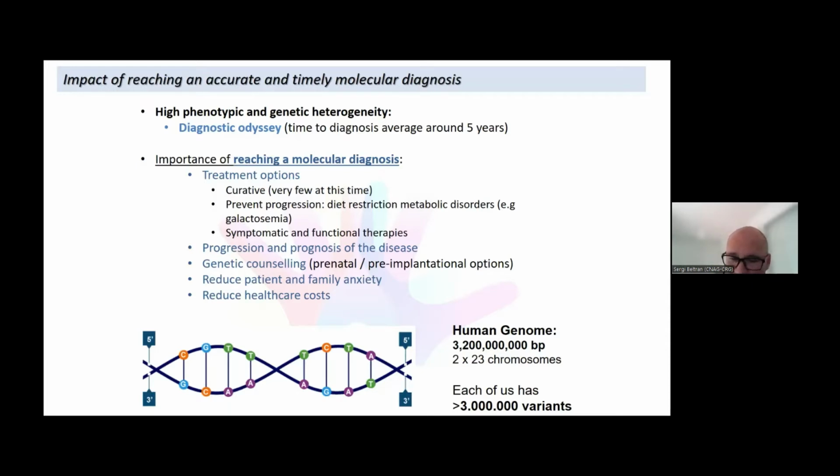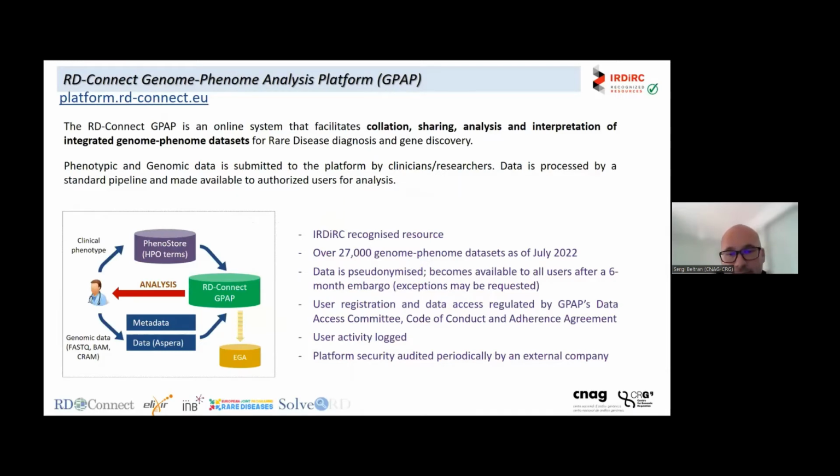But it is obviously challenging to find this molecular diagnosis, because as most of you know, a human genome has over 3,000 million positions, nucleotides. Actually, it's double because we have a diploid genome. And each of us has above 3 or 4 million variants. So identifying the 1 or 2 variants or mutations that cause the disease in a person is the challenge that we are facing. That's why a few years ago, we created the RD-Connect Genome-phenome analysis platform as part of a European project called RD-Connect.